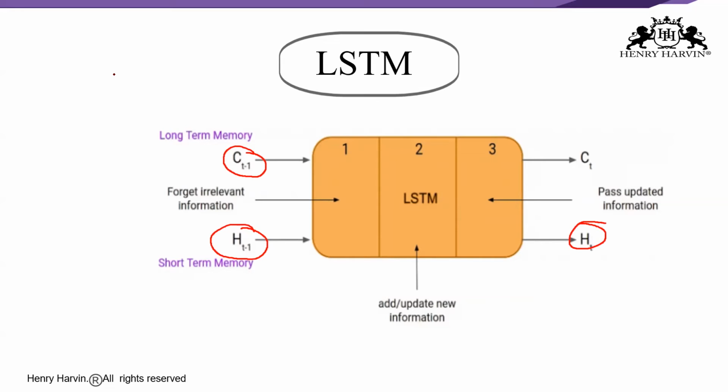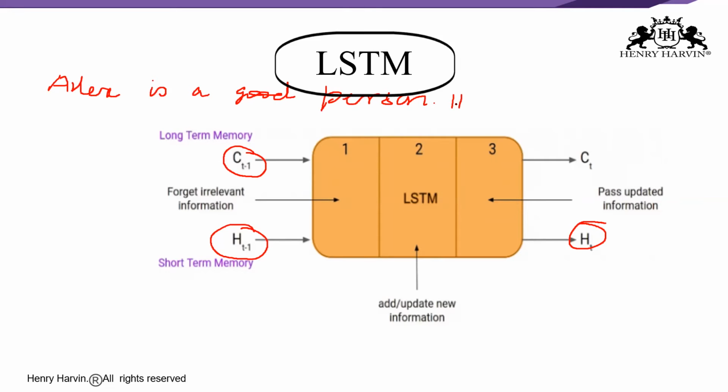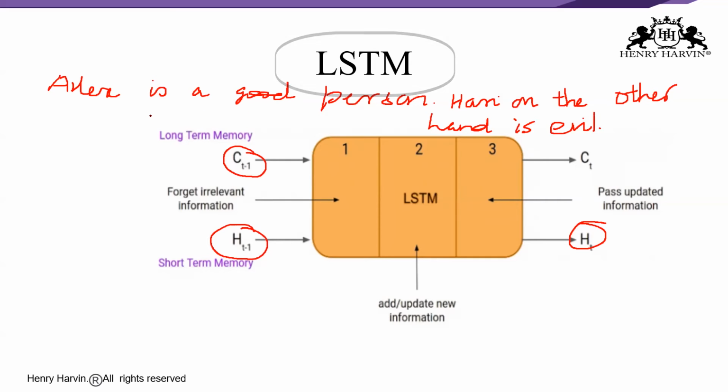So this is what we have to understand. Let me write some example. Alex is a good person, right? So this is one sentence, and also I'm adding with that, okay, Harry on the other hand is evil. Okay, so it is the sentence, right? So let us try to understand how this sentence basically works.